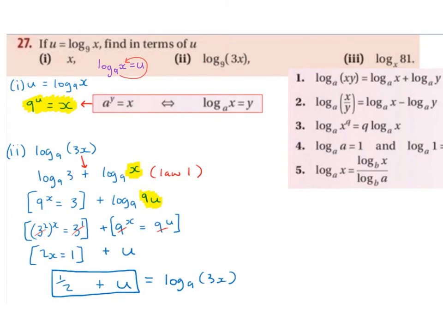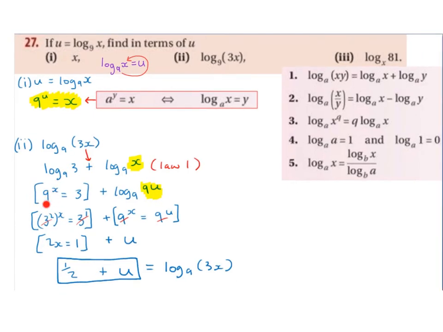Now log base 9 of 3 I'm going to rewrite as 9 to the power of x equals 3. Because again, using my scorpion tail method, I start with the base and go past the x and the equals and end up at 3. So 9 to the power of x gives me 3. Now, I have log base 9 of x, and I know from part 1 of my question that x is equal to 9 to the power of u. So I'm literally just going to swap that x for 9 to the power of u.